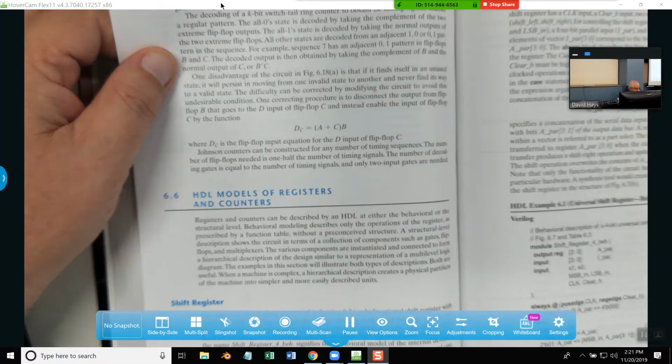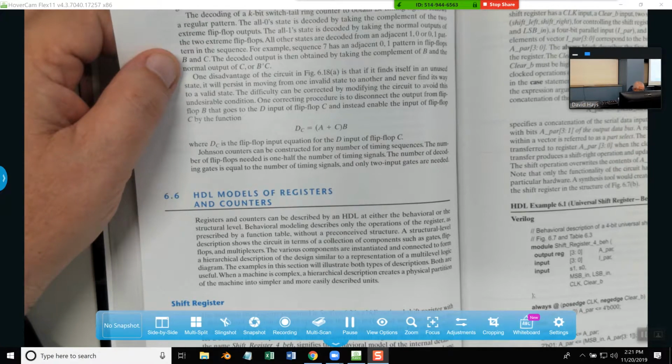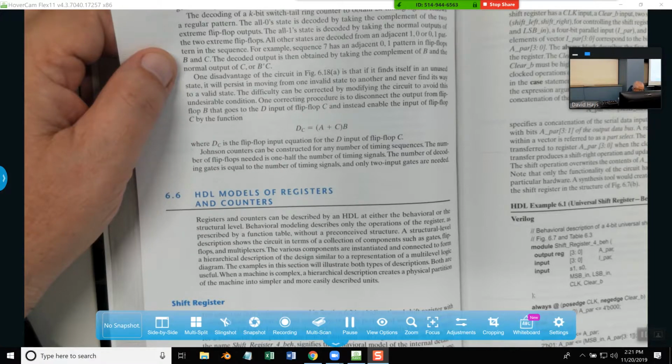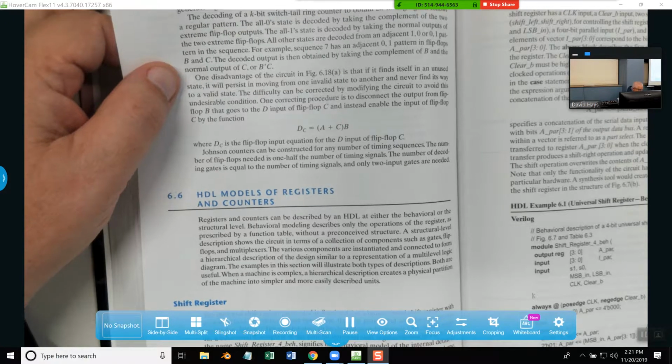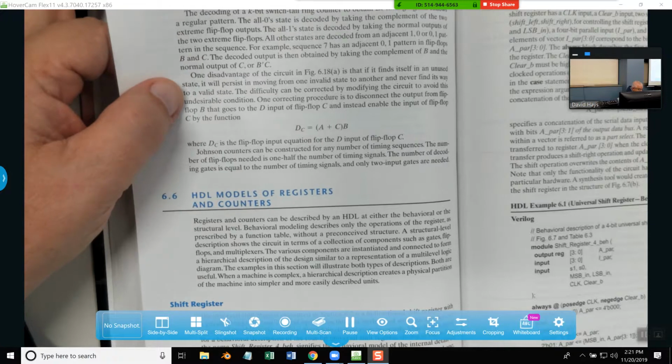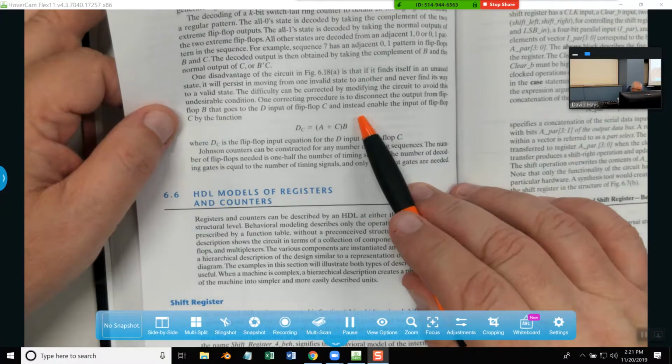One disadvantage of the circuit is that if it finds itself in an unused state, it will persist in moving from one invalid state to another and never find its way to a valid state. The difficulty can be corrected by modifying the circuit to avoid this undesirable condition. One correcting procedure is to disconnect the output from flip-flop B that goes to the D input of flip-flop C, and instead enable the input of flip-flop C by this function.